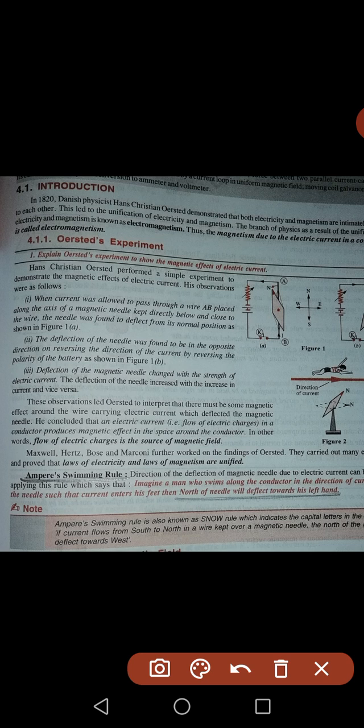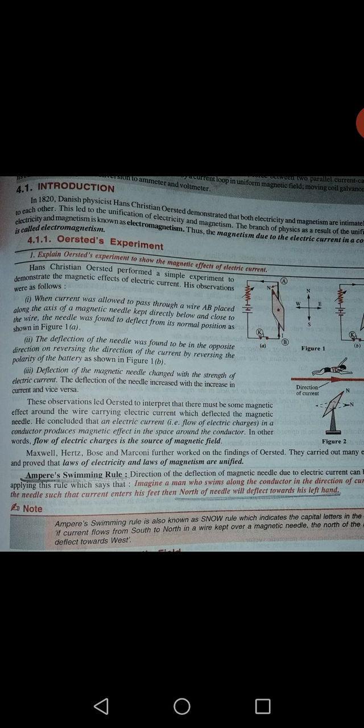Okay, but in Oersted's experiment, in which direction the needle will go, or to which side the north end of the needle will go, this was not specified. Who did this one? Next, Ampere, by his swimming rule. There is a rule, we call it Ampere's swimming rule.